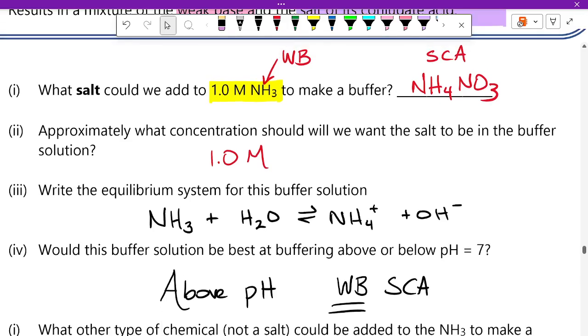Is that okay? And for regular Chem 12, you don't even need to know why. You just be like, okay, weak base, salt of conjugate acid, that's a basic buffer. Done. Buffers are very surface level in regular chem, okay?